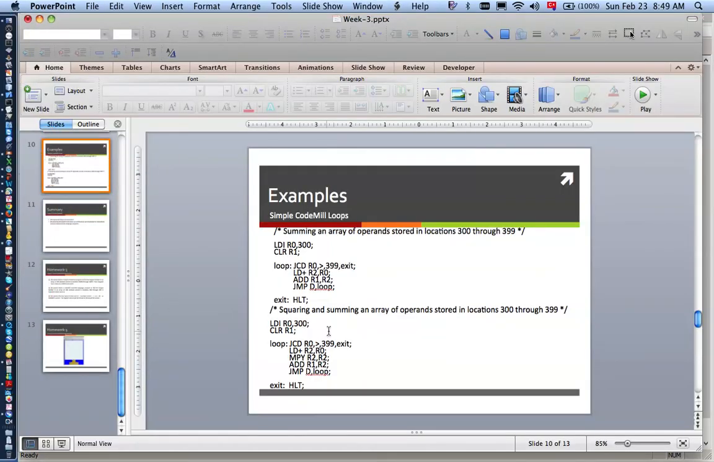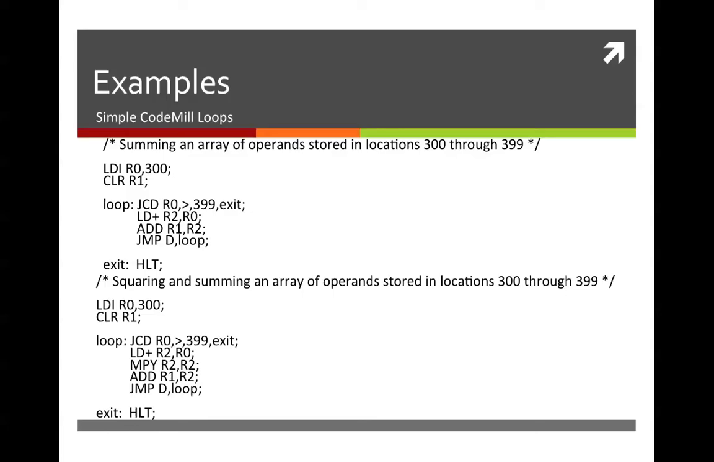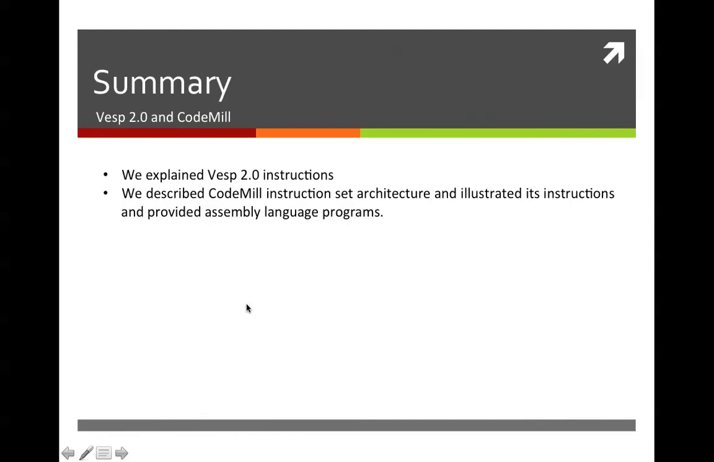And the second example does the same thing, except it actually squares the values. Since in this case everything is 0, the result will come out to be the same. So the same program, except we just added a multiply instruction to square things. So we basically talked about Vesp 2.0 instructions, and then described the CodeMill instruction set architecture, and then illustrated its various instructions. Provided also a couple of assembly language programs in Vesp 2.0.